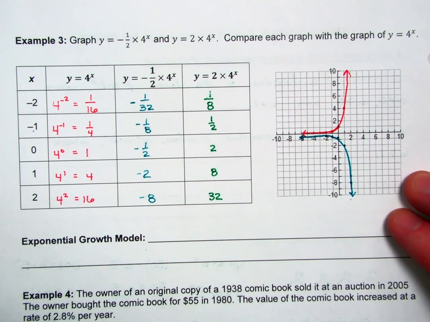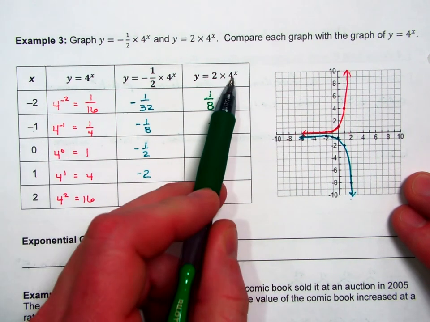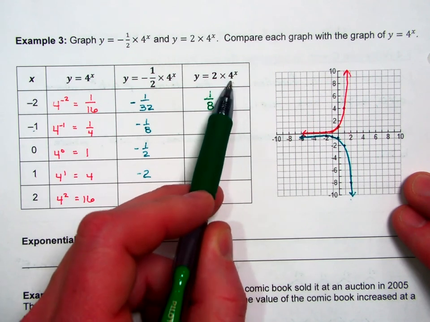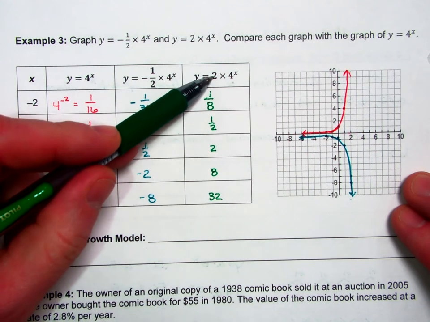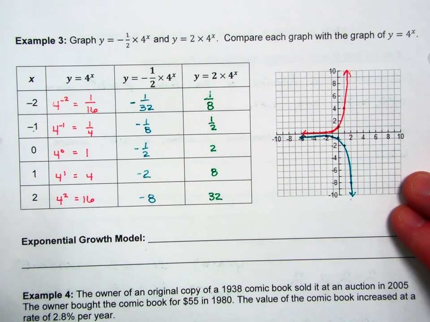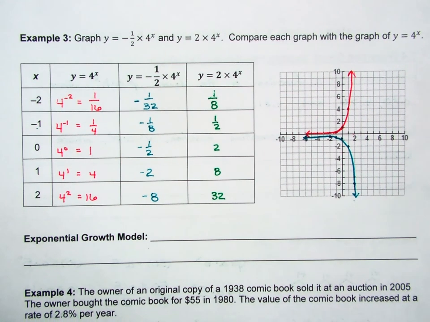All right, so as we follow the order of operations in this problem, again, we've got to take 4 to the negative second, 4 to the negative first, 4 to the 0, 4 to the first, and 4 squared. After we do all of those, then you've got to multiply everything by 2. So 4 to the negative second is 1/16. You multiply that by 2, and you're going to get 1/8. 4 to the negative first is 1/4. You multiply that by 2, and you're going to get 1/2.